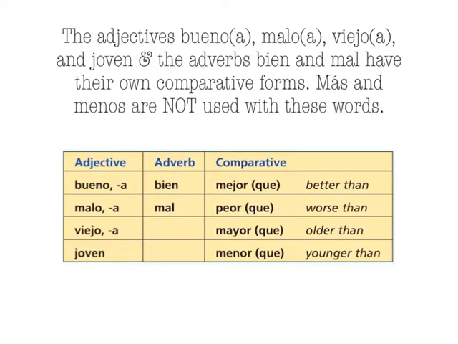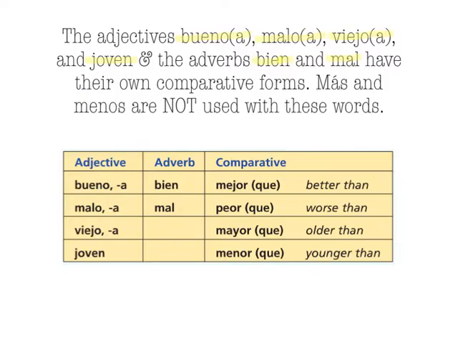The other thing that I want to talk about today is some words that have their own comparative forms. Like in English, we wouldn't say I am more gooder than you, right? We would say I am better than you, or we wouldn't say I am more bad than you. We would say I am worse than you. So we have words that have their own meanings. In Spanish, it's a lot of the same words. So the adjectives bueno, which means good, malo, which means bad, viejo, which means old, and joven, which means young. And then the adverbs bien and mal, like well and poorly, have their own comparative forms.